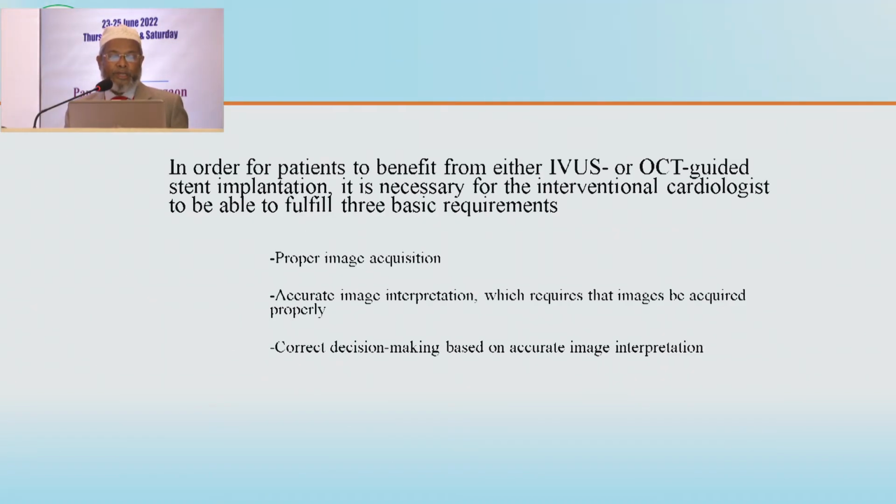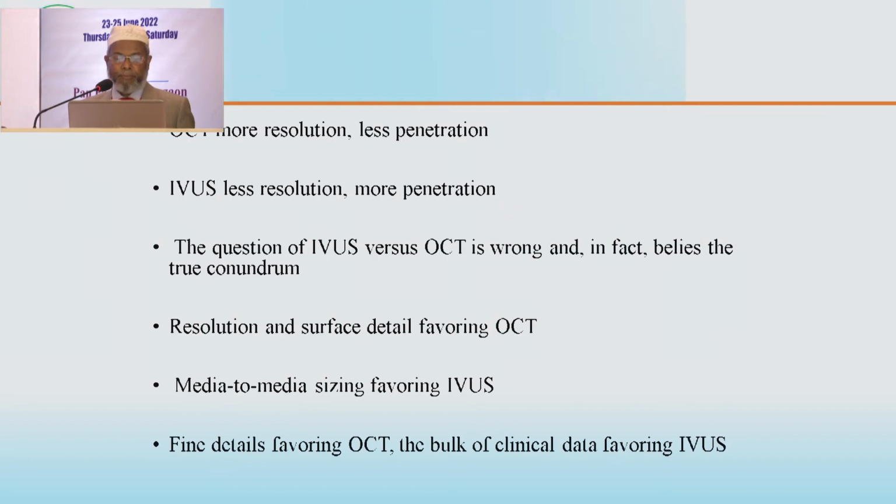And so, in order for patients to benefit from either IVUS or OCT guided stent implantation, it is necessary for the interventional cardiologist to be able to fulfill three basic requirements: proper image acquisition, accurate image interpretation, which requires that images be acquired properly, and correct decision making based on accurate image interpretation.